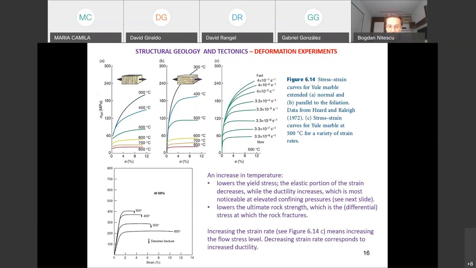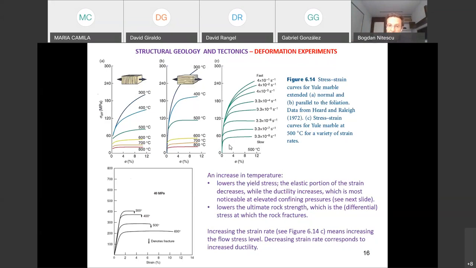Now, one more thing: as you increase the temperature, the ductility increases. So you see here, at a lower temperature in this experiment, the fracture happens here. Then at a higher temperature, you can deform the material more and more and more. So basically, you lower the yield stress, but the material behaves in this plastic manner. It can accumulate more strain until it fractures. So this is the effect of temperature.